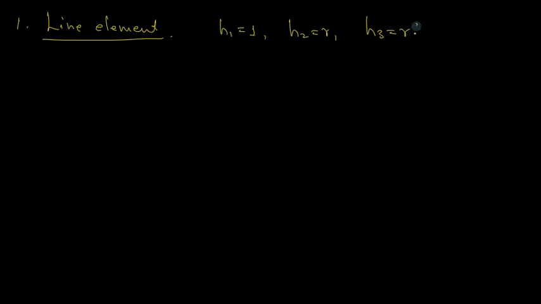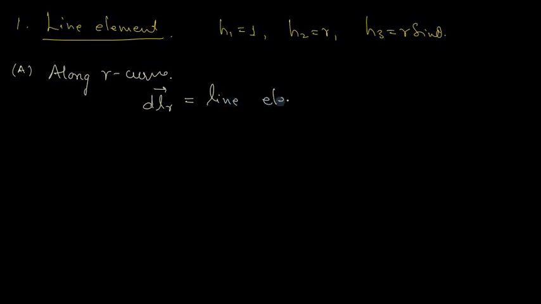So the first thing is the line element, and we know that the scaling factors h1, h2, h3 are 1, r, r sine theta. So h1 is equal to 1, h2 is equal to r, h3 is equal to r sine theta. Okay, so the first thing, let me call it A, that is along the r curve. So along the r curve, let me call it dl_r vector. So this is the line element along the r curve.